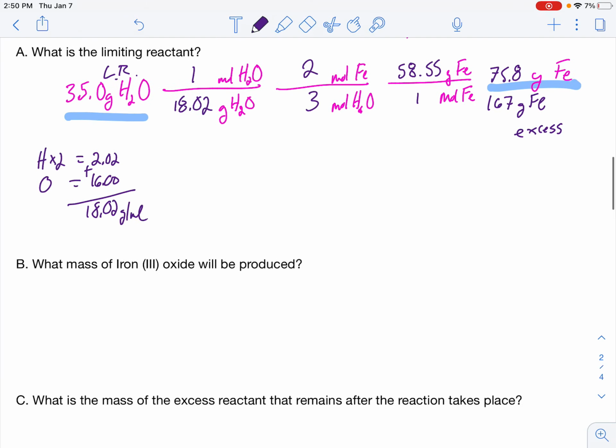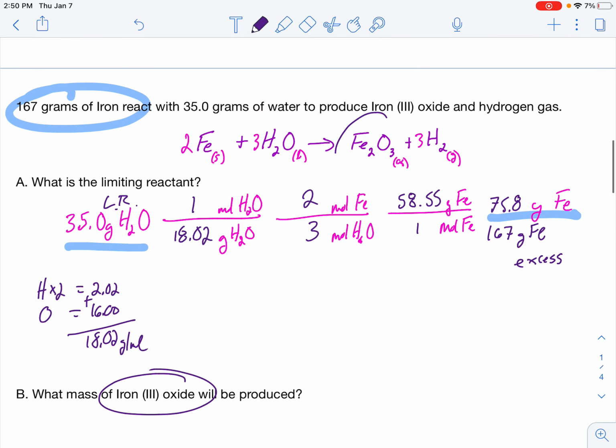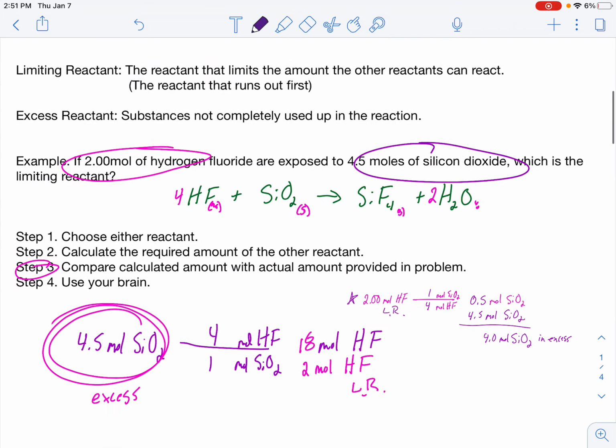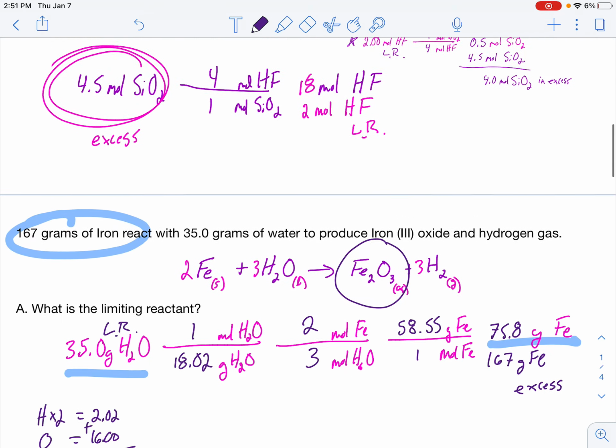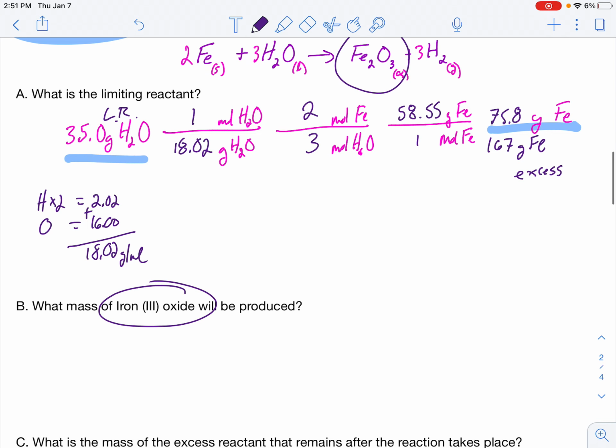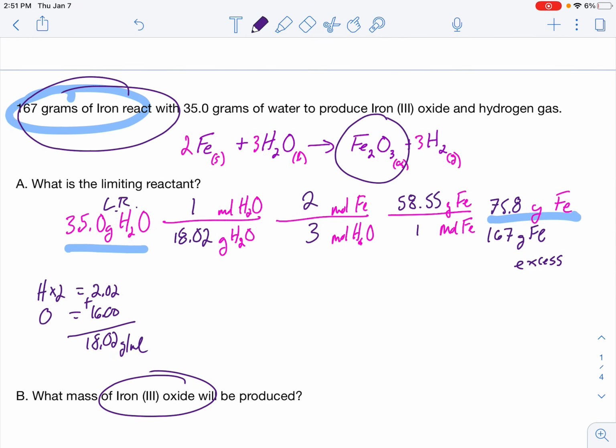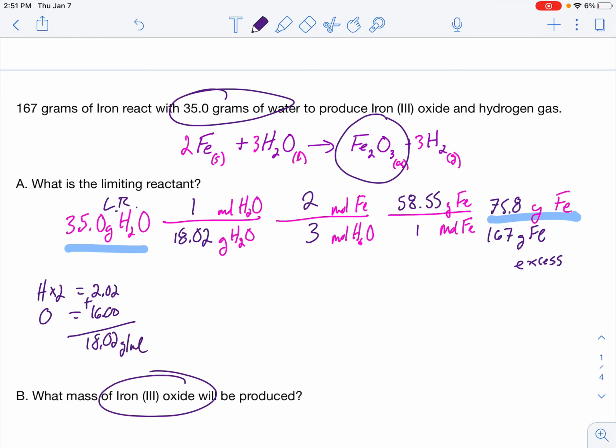Moving on. Part B. What mass of iron 3 oxide will be produced? Iron 3 oxide is a product. It's right here. What you do is you use what's limiting to calculate the product. We did the same thing way up here in our bicycle example. We used our limiting to figure out how many bikes we could actually make. So I can't use this value here, 167 grams of iron. I'll get an incorrect amount of product being produced. I have to use what is limiting.